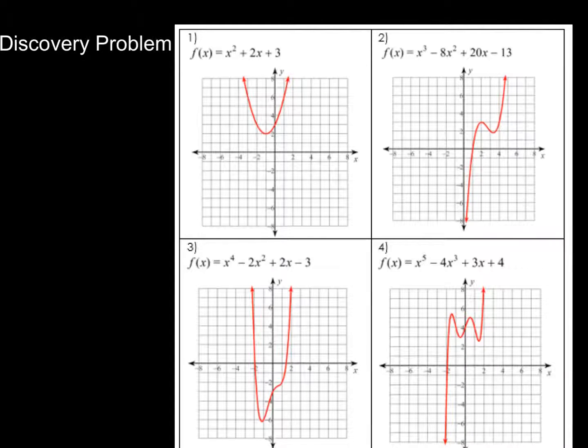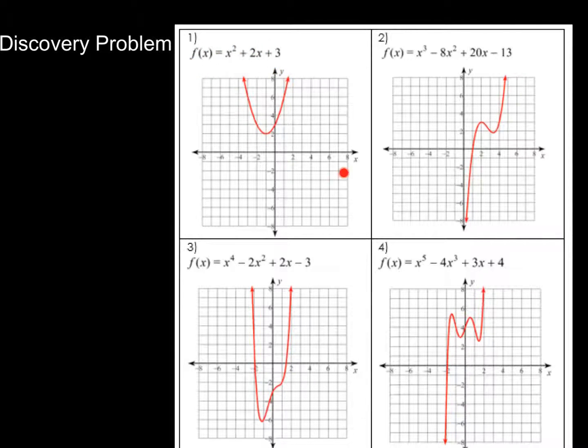All right, so for our discovery problem, we need to take a look at these four graphs. I have these blown up a little bit here so that you can copy them down. I want to say a couple things. Don't worry about copying this grid out. Draw an x and a y axis, and then sketch the red function out and write the equation.